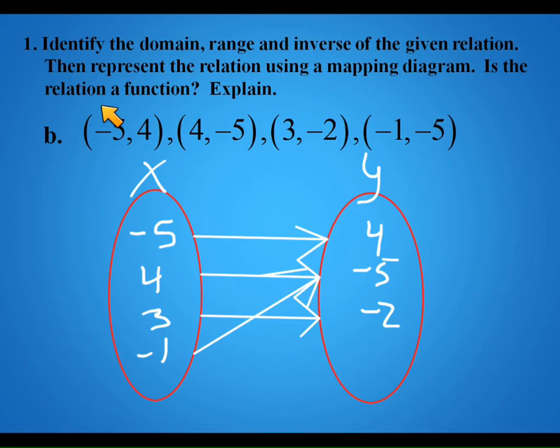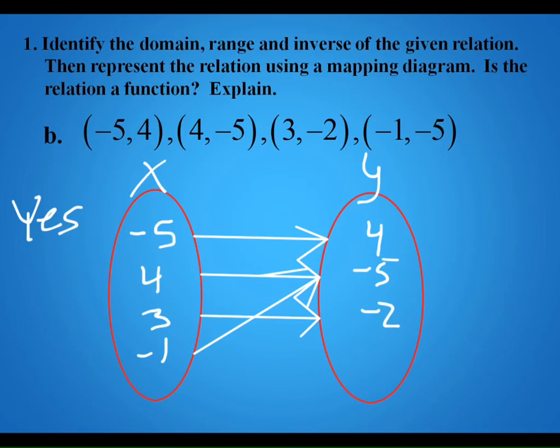Now the question is, is this a function? Remember, the function is every x goes to only one y. So do all of these x's go to only one y? Well, two of them go to the same y, but each of these x's only goes to one y. This actually would be a function.